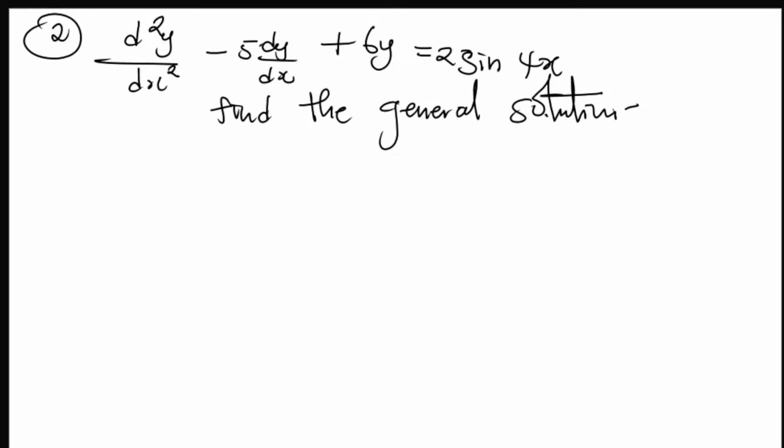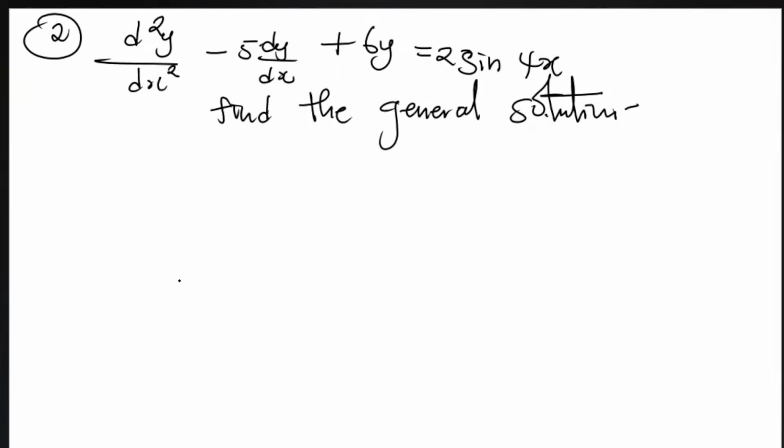So from the above question, we are given to find the general solution for this particular equation. Look at our equation: d squared y over dx squared minus 5 dy over dx plus 6y is equal to 2 sine 4x. Are we together? So basically this question has a trig function, which is sine 4x.